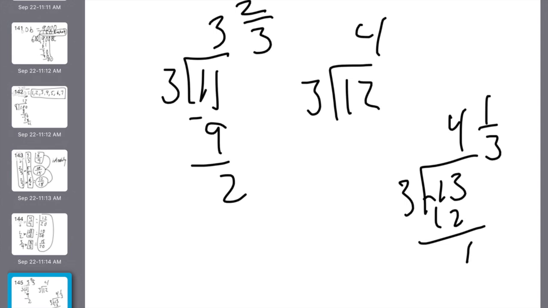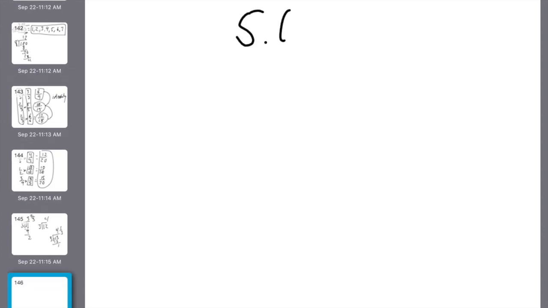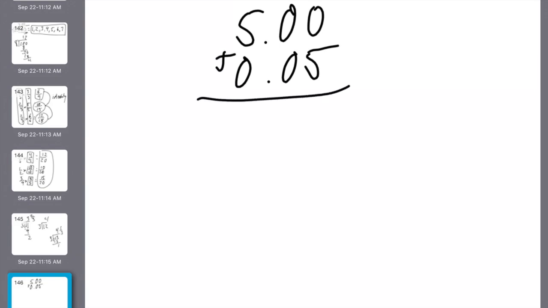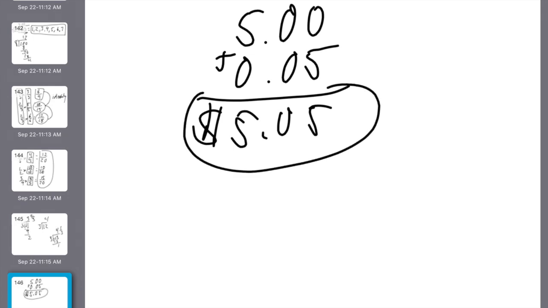Flipping my answer key over, turning my page. Number 16, missing the first in subtraction, I add. I have $5 plus 5 cents. So that's just making sure you tell the difference between the signs. That's $5.05. Number 18, write each percent as a reduced fraction.